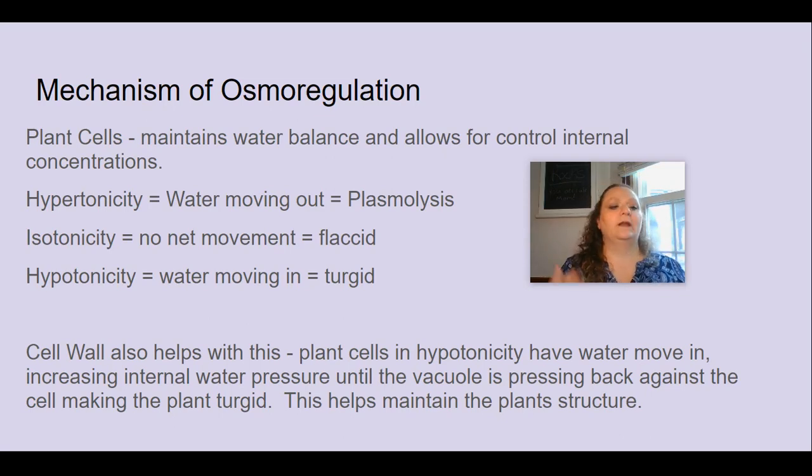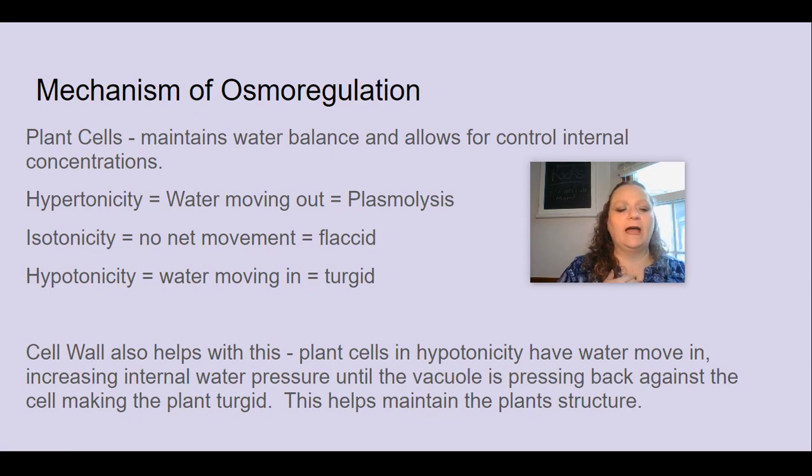Isotonicity, no net movement. And I always think ISO means kind of equal or the same. We refer to that as flaccid, and that's just where the water is moving back and forth pretty freely through the cell membrane or the aquaporins. Hypotonicity, that's where water is moving in.